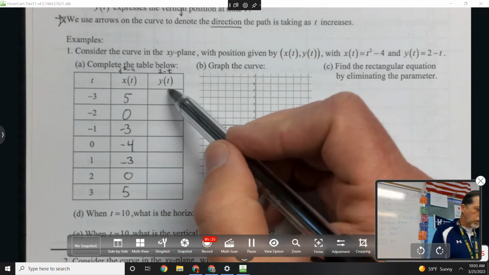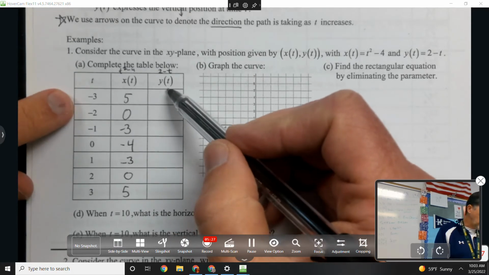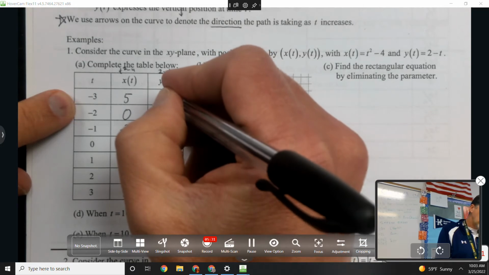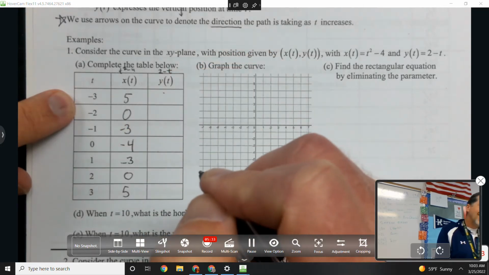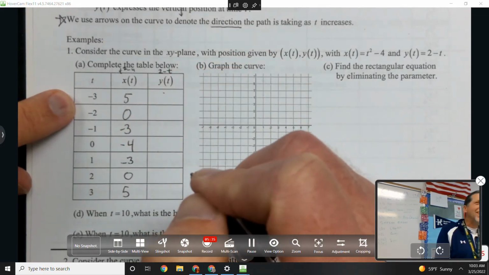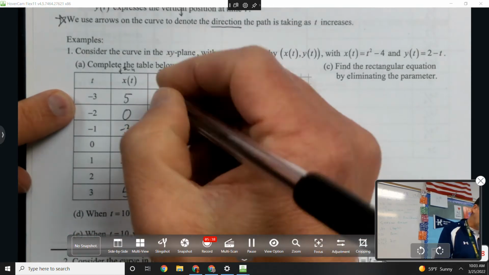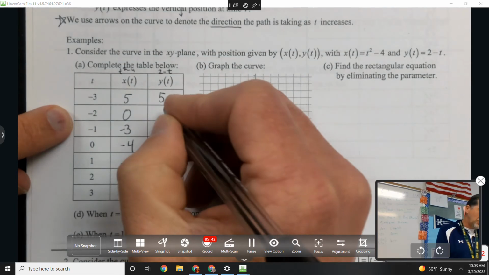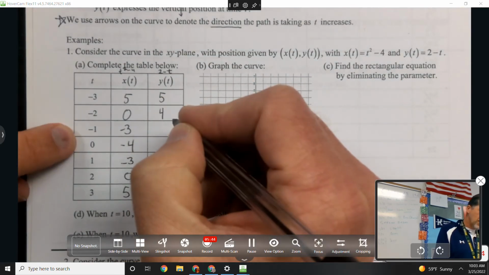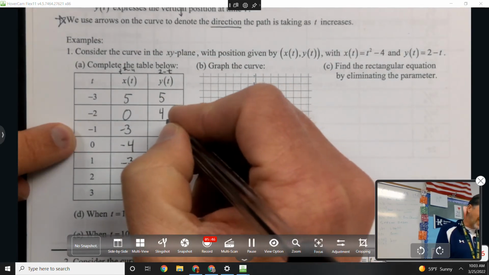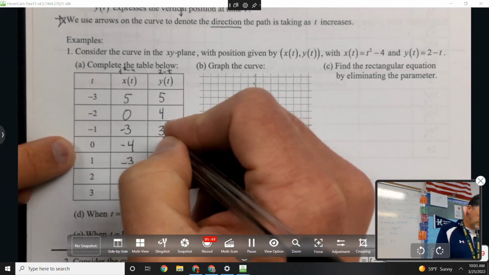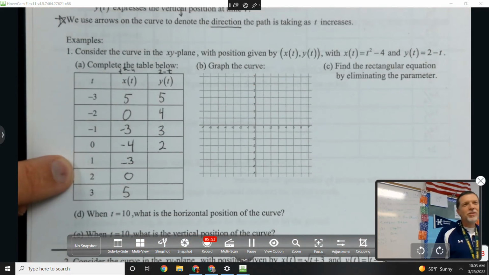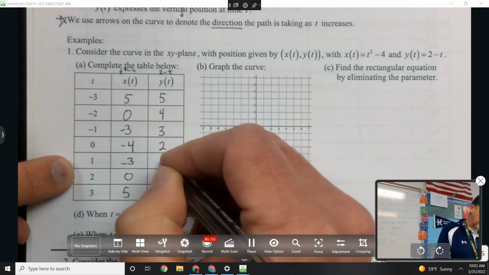Let's do the y coordinates. So if I plug in -3, 2 minus -3 is 5. 2 minus -2 would be 4. 2 minus -1 would be 3. 2 minus 0, that one I can do. Speaking of patterns that you pick up on, I think I figured this one out.